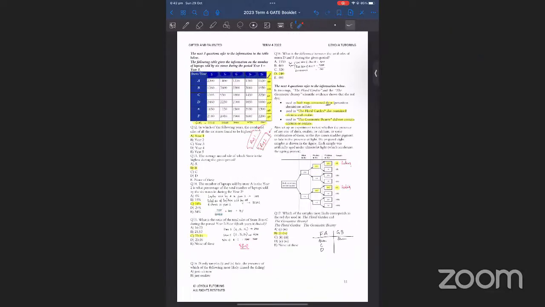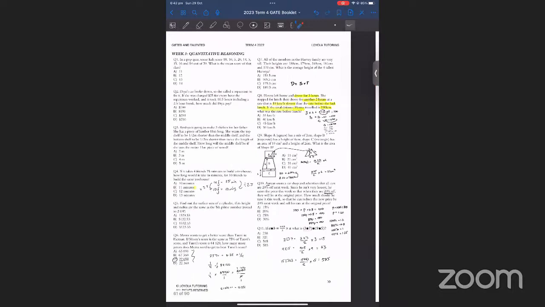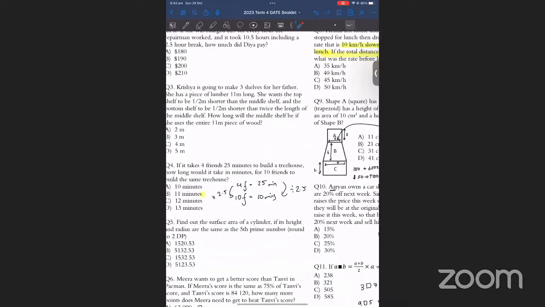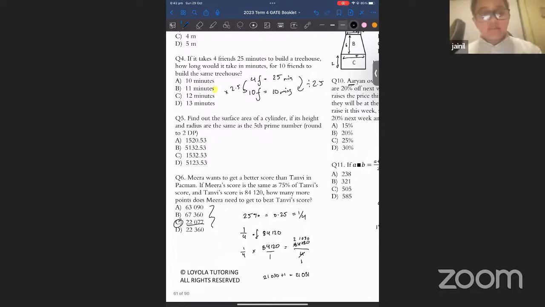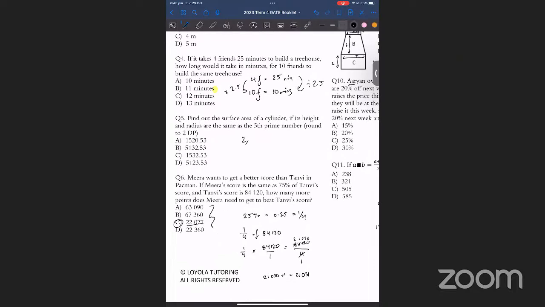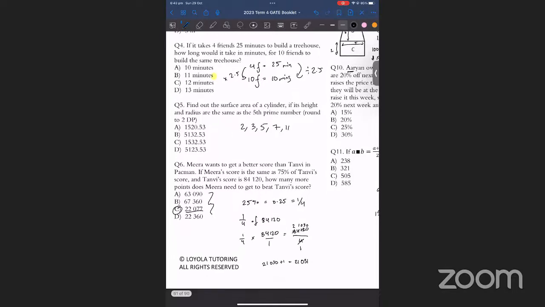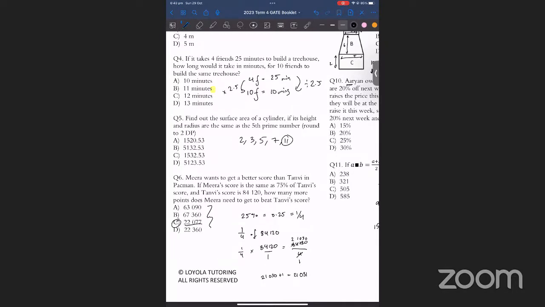Next, question 5 and then 11. All right, let's take a look at 5. Find out the surface area of a cylinder if its height and radius is the same as the fifth prime number. So prime numbers, if you list them out, you have 2, 3, 5, 7, and 11. So 11 is the fifth prime number. So we're going to use that, and we're going to continue from there.